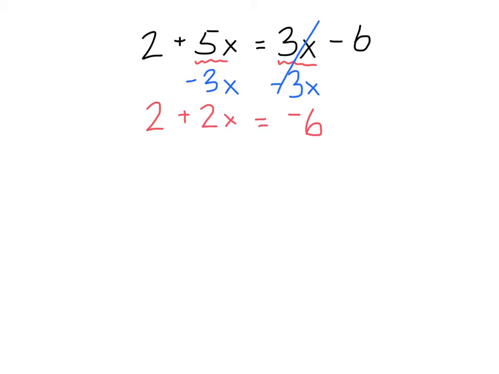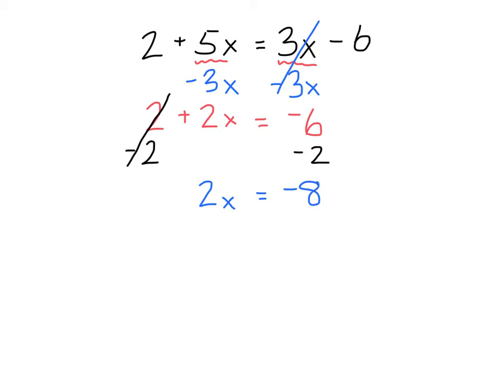Now, remember the next step. The next step is to move all the constants to the right. So the constant that we have over on the left side of the equation is 2. This is a positive 2. So we can move this over to the right by subtracting 2. And if we subtract 2 from the left side, we have to subtract 2 from the right side. So the positive 2 and the negative 2 cancel out. Bring everything else down on the left side, so we still have our 2x. And then what is -6 minus 2? -6 minus 2 is -8.